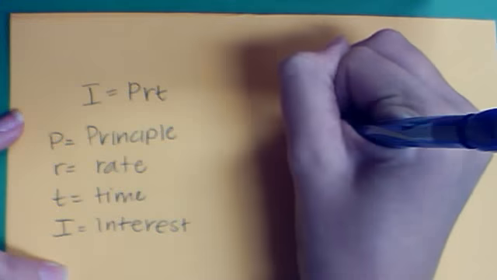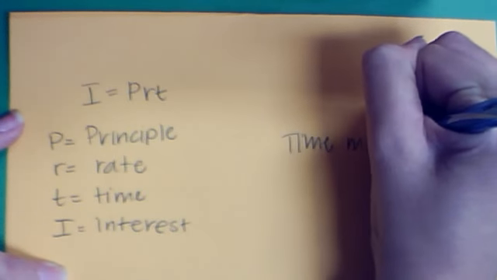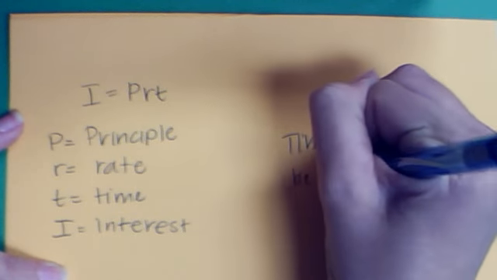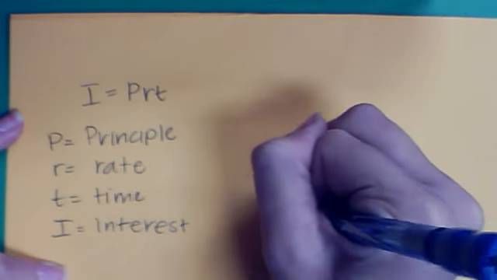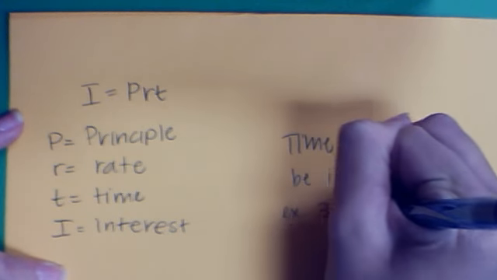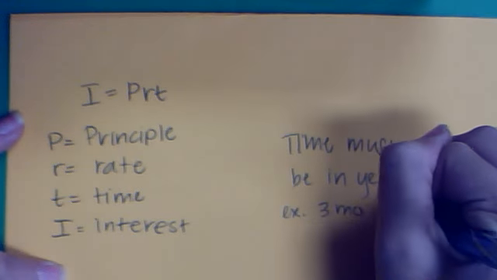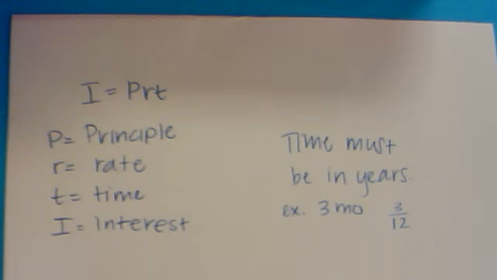When you're talking about time, time must be in years. If it's not, so for example, if it was 3 months, then you have to put it over 12. So it'd be 3 over 12 because there's 12 months in a year. That's the way that you would fix that if it wasn't already in years. Okay, we're going to look at some examples of this.